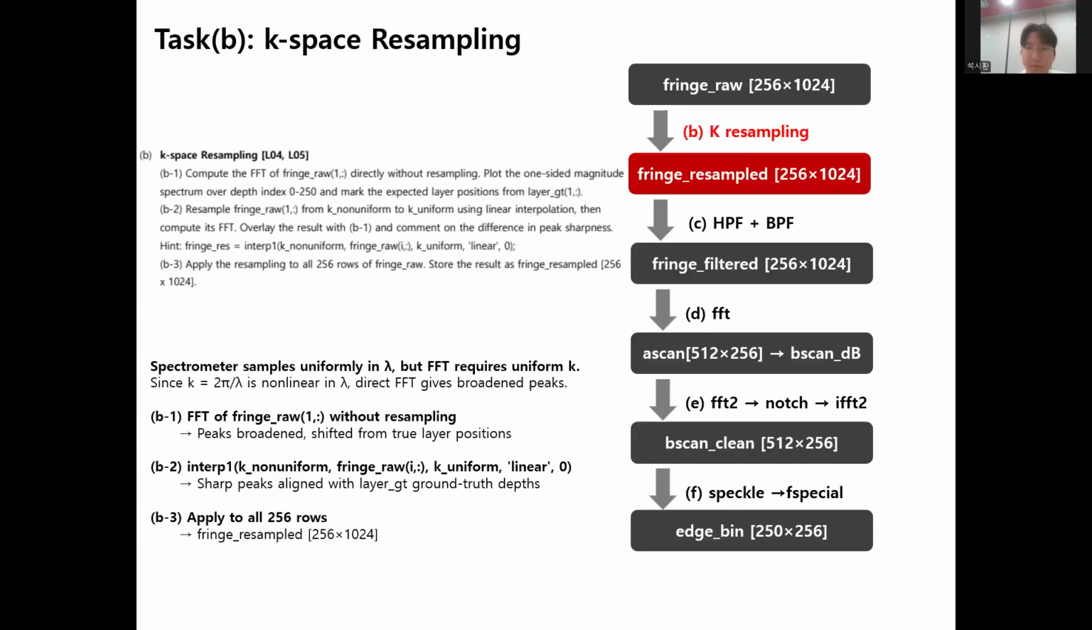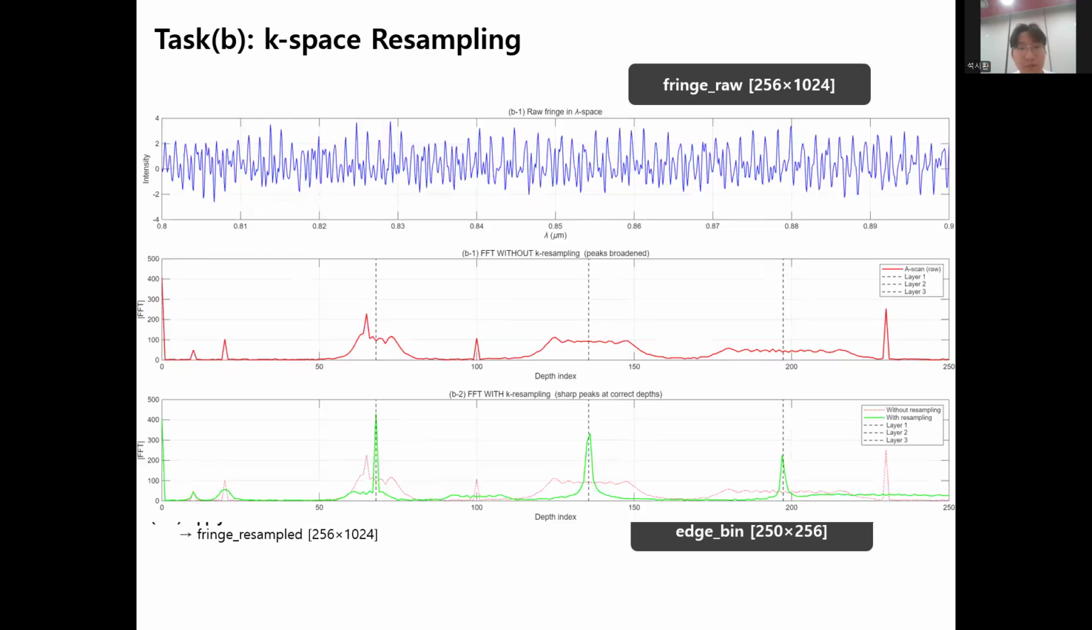Task B. Task B addresses the k nonlinearity. Because k is nonlinear in lambda, a direct FFT gives broadband peaks that don't align with the true layer position. We use interp1 to resample each fringe row from k non-uniform to k uniform. Then we take the FFT. All 256 rows are resampled and stored as fringe resampled.